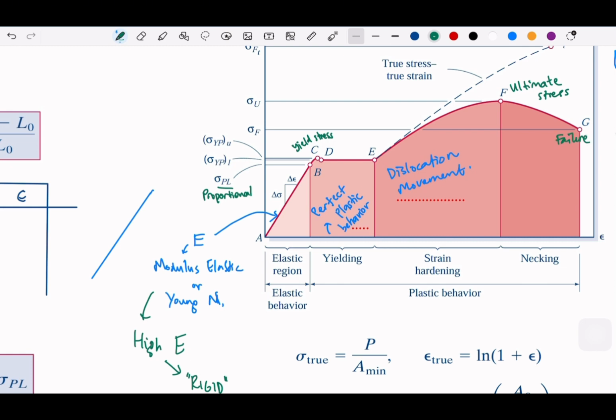Okay, now look at the graph that we are still using, this red curve. We call this red curve engineering stress strain. Okay? Engineering stress strain.